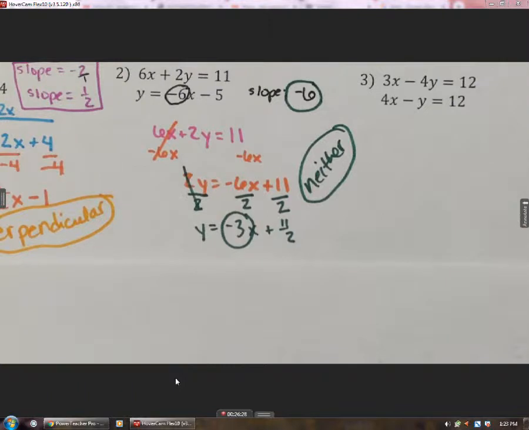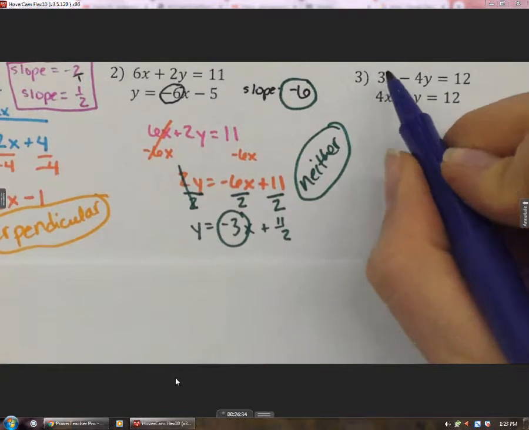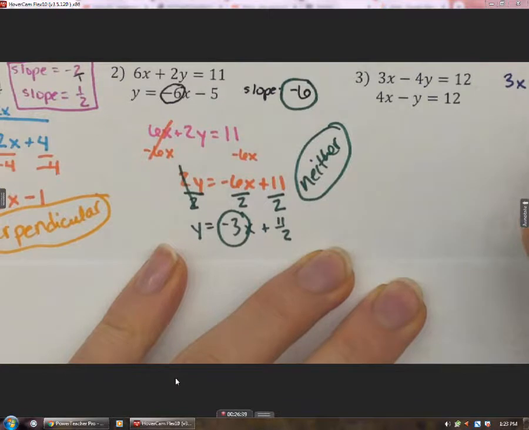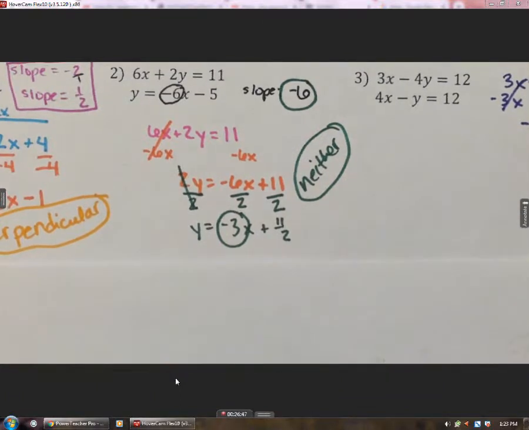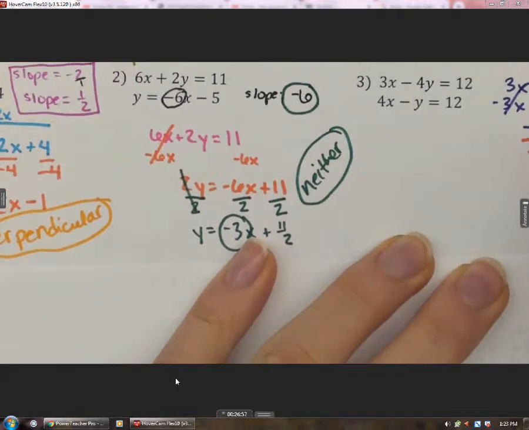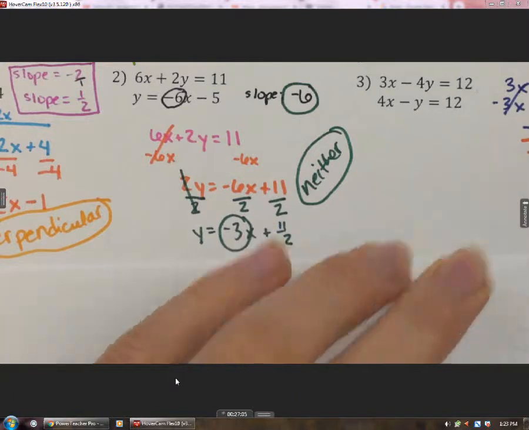And on this last one, we could solve this. We had 3x minus 4y equals 12. Subtract 3x on both sides. So -4y equals -3x plus 12. Divide by -4. So y is -3 over -4, which is 3/4, x minus 3. So I'm looking at the slope 3/4.